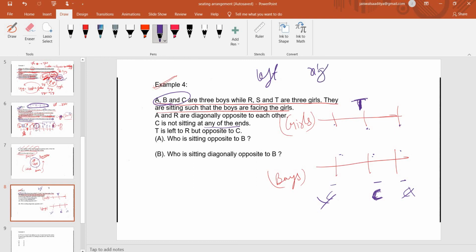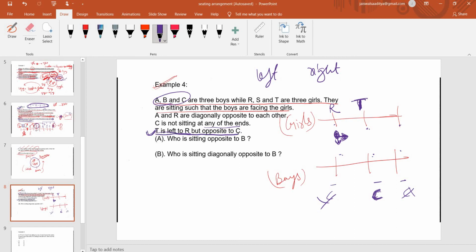One more thing about left and right. If your head is pointing towards down, then your left is here. This is a very important thing. If you are not able to understand, just pause the video, take some time, and try to understand. T is to the left of R but opposite to C.